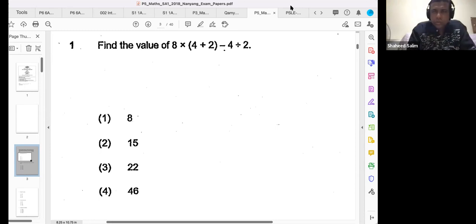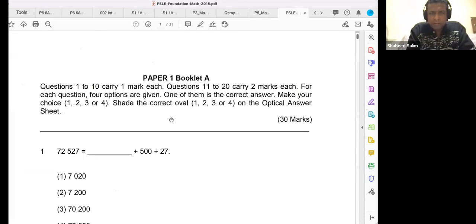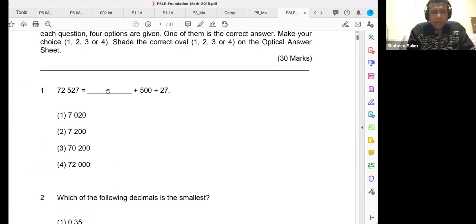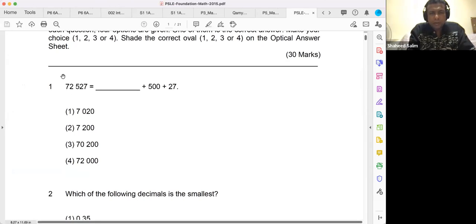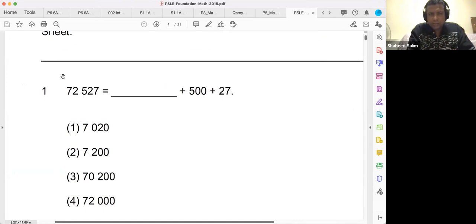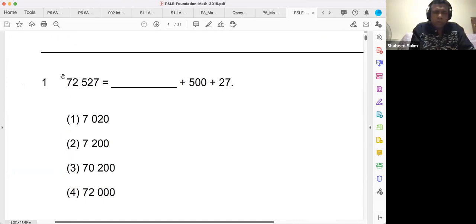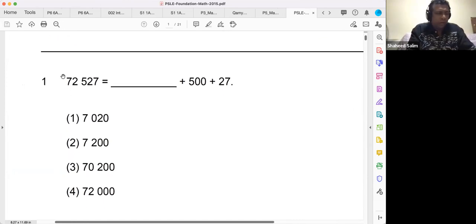Well done. Okay. So I'm now going to show you a sample PSLE paper. This is a foundation paper, which is slightly easier. You notice that? Okay, so go through lah. And we're going to keep count. Okay, this is 1 mark, I think.